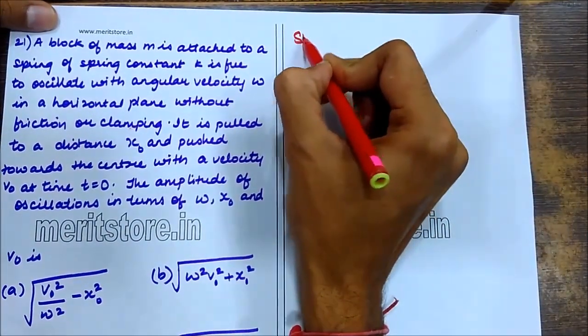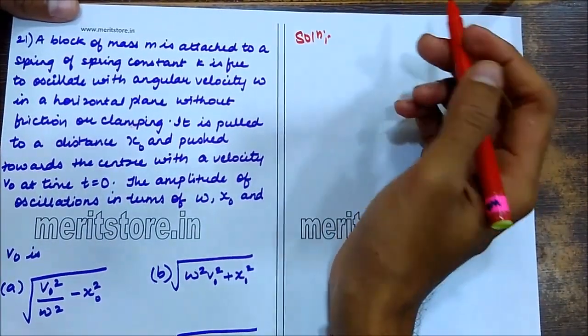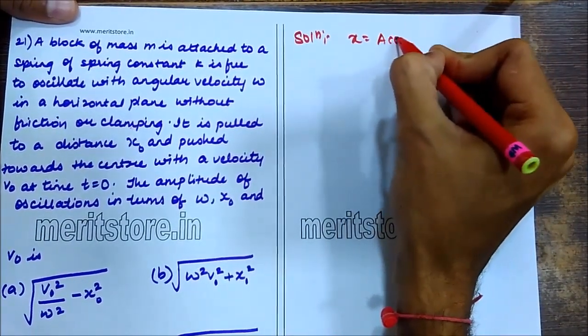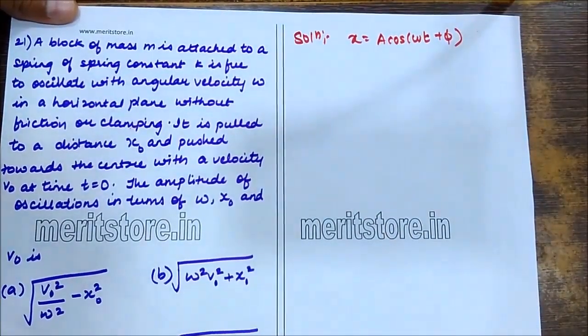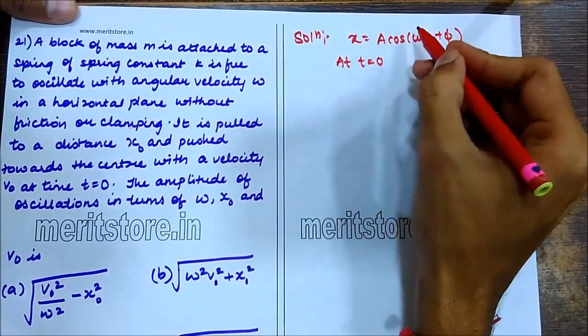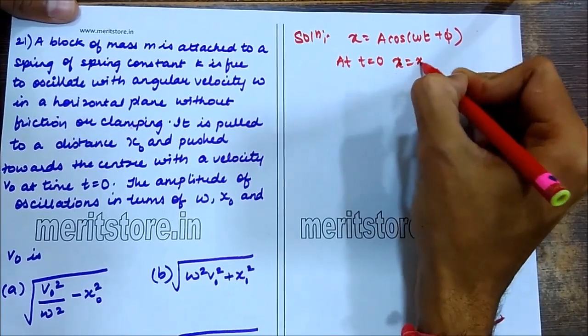Okay, so we start with the equations. Firstly, the equation for the displacement at time t is a cos of omega t plus psi. Okay, where at time t equal to 0, the displacement x was equal to x naught.